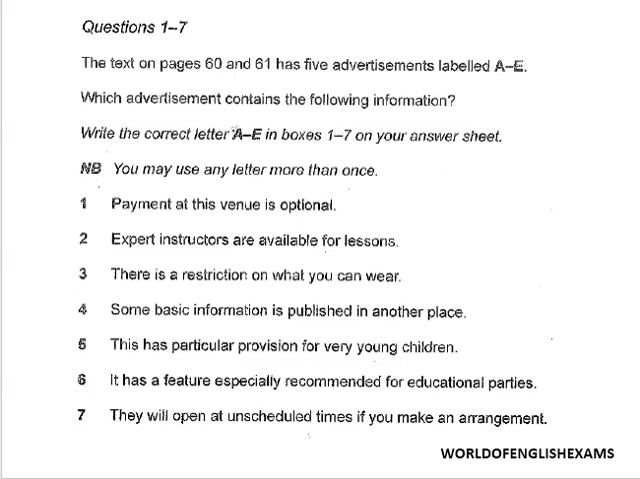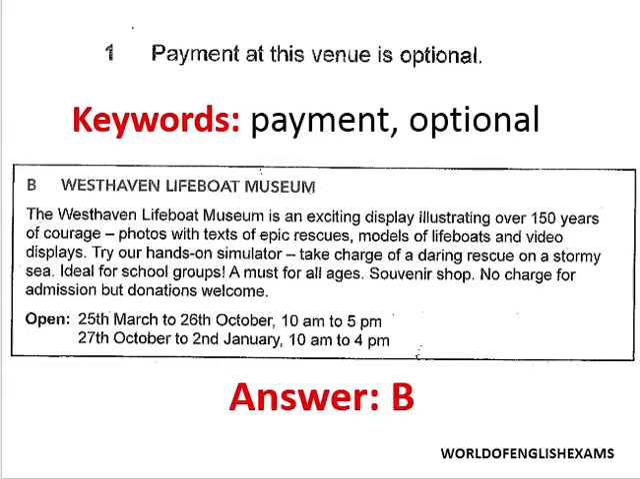Okay, wonderful. So now that we have understood the statements, let's find out the answers based on the keywords. And once again, I'm stressing here, our intention is not to look at the keywords and match them. The meaning of the sentence as a whole should be represented in the paragraph. Only this will help us to find the correct answer. So shall we get started, guys? Okay, so the first one, payment at this venue is optional. Clearly the keywords are payment and optional.